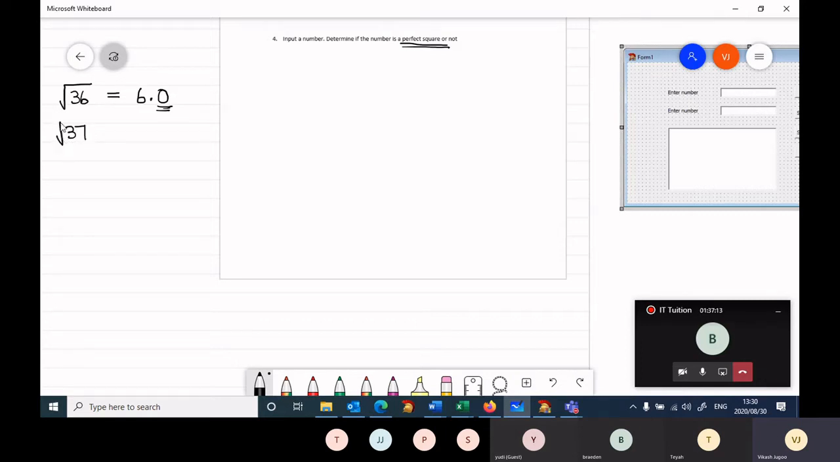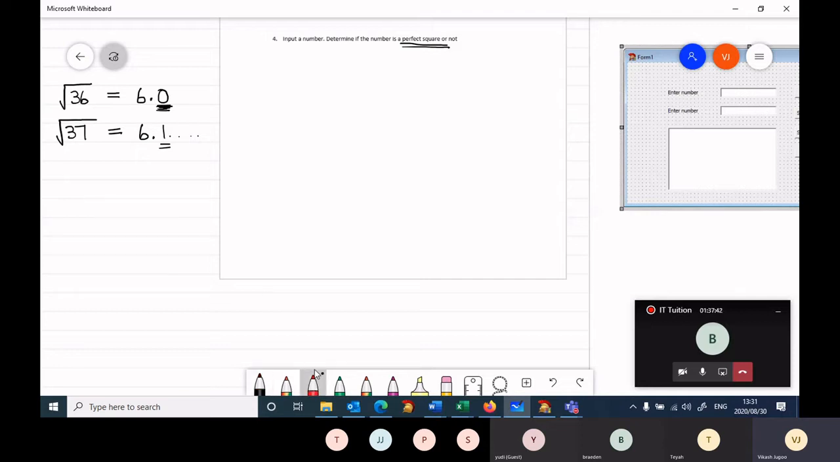Why is that not a perfect square? Because if I find the square root, that is 6 point, and I'm taking a guess here, but it's 1 or something like that. The point is that the decimal part is not 0. It's not like it was with 36. It's got a value higher than 0.